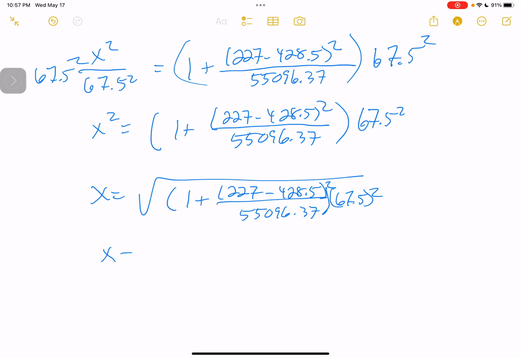What we get for x is, and I was really excited when this worked out, 88.96. Multiply that by 2 to get the whole distance, not just half, and we get 177.92, which is the answer. Yay!